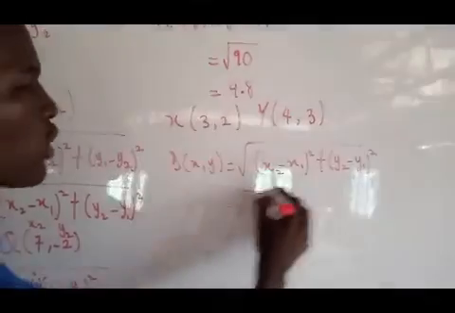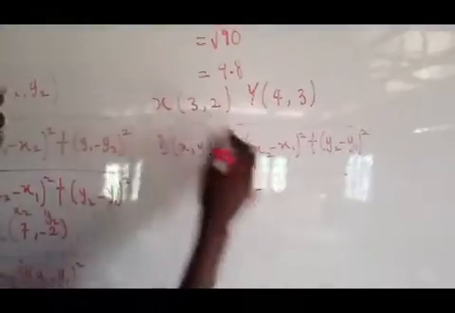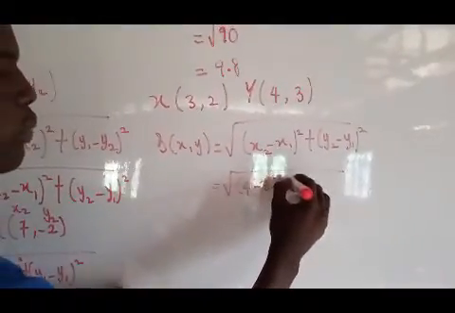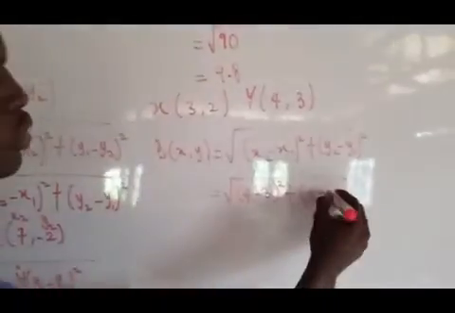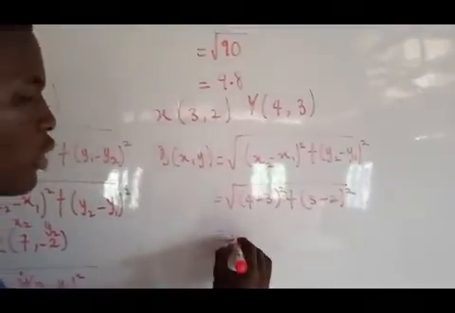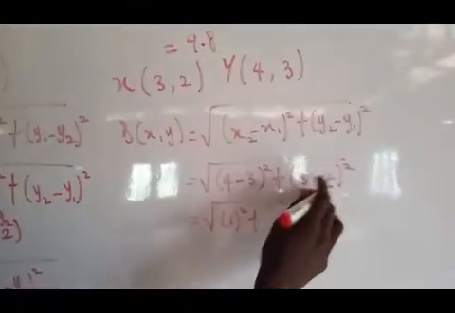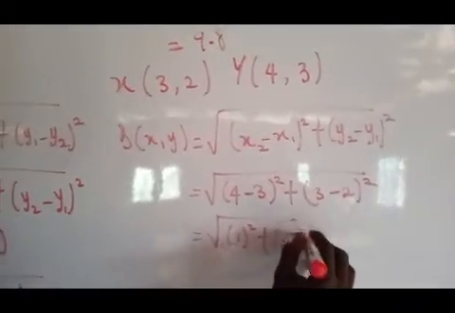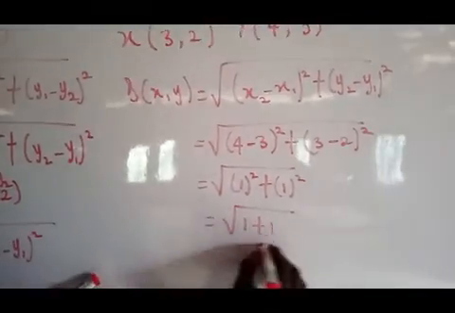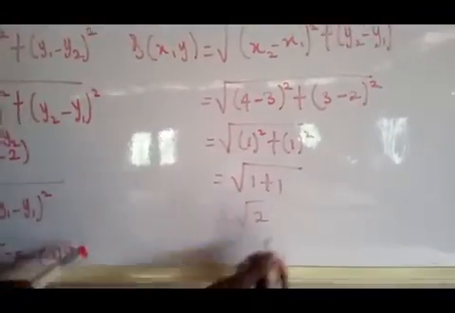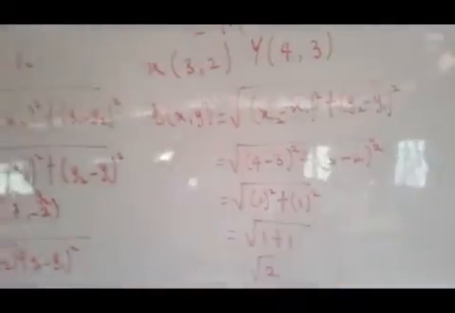So that will be equal to what? Your x2 is 4, so that's 4 minus x1, 3, all squared, plus y2, 3, minus y1, 2, all squared. That is the square root of 4 minus 1 is 1 squared plus 3 minus 2 is 1 squared, which is the square root of 1 plus 1, and that is the square root of 2. So this will be our answer. This is the distance between the first point and the second point.